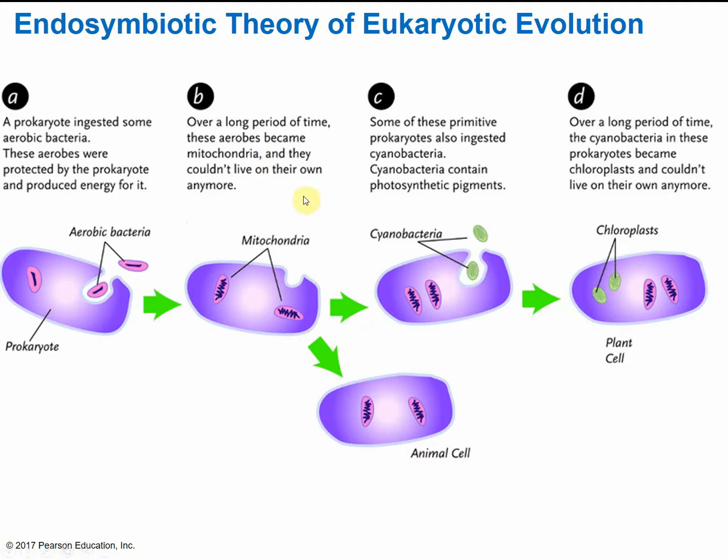And then this phenomenon happened again a second time with a photosynthetic bacteria. Same situation: the larger bacteria engulfed and took in a smaller bacteria. Because they're photosynthetic, now they can produce sugar. So now this cell has its endosymbiotes to produce energy and sugar. It's a self-sustaining organism now. And again, over a long period of time, they became inseparable, and it has led to the evolution of chloroplasts that we see in plants today.